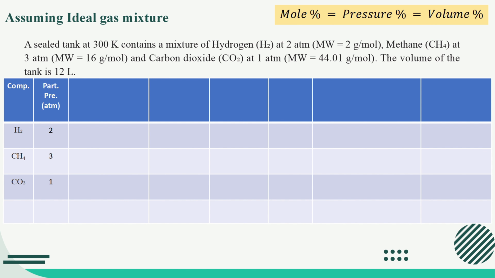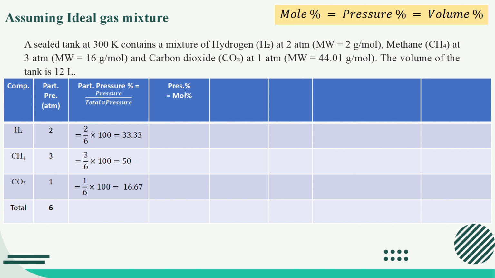So now we are given the pressure data, and we can convert that to pressure percentage first. Summing up all gives the total system pressure, which is 6 atmospheres. Now to find the partial pressure percentage of each component, we find the ratio of the individual pressure to the total pressure, multiplied by 100. In the case of hydrogen, it is 2 by 6 into 100, which gives 33.33. Similarly, I calculate for methane and carbon dioxide: 3 by 6 and 1 by 6, which give these percentages.